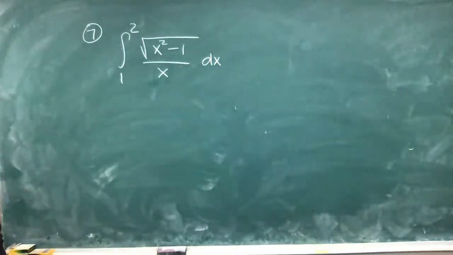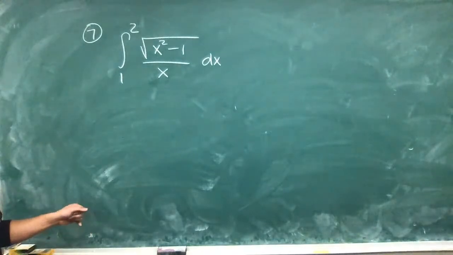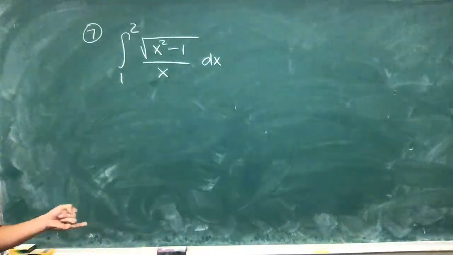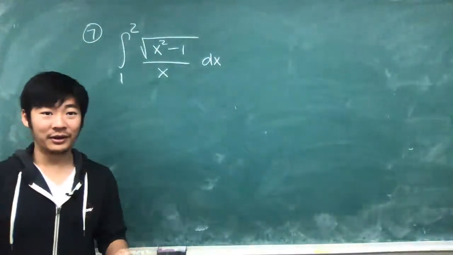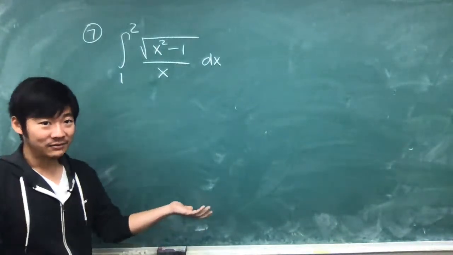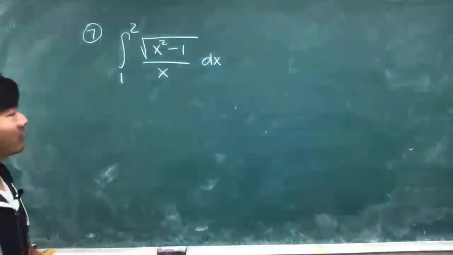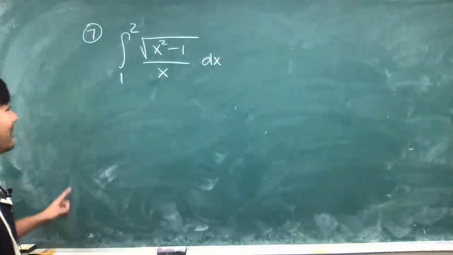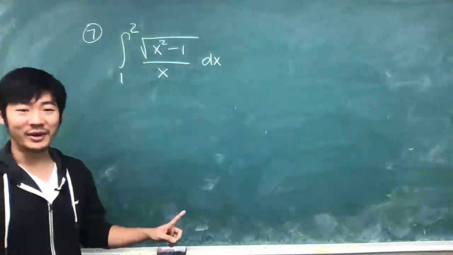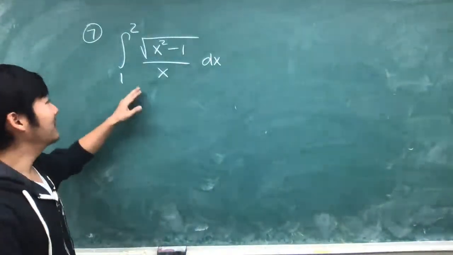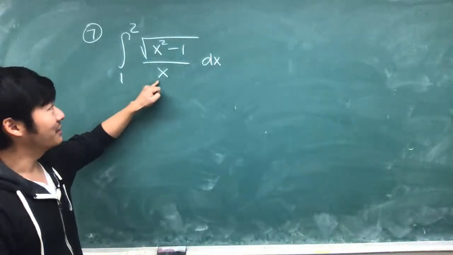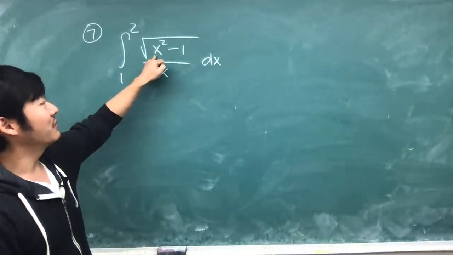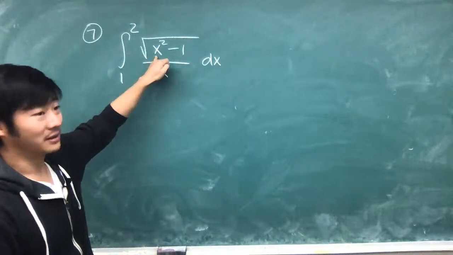So we want to integrate the square root of x squared minus 1, divided by x, from 1 to 2. Do we just kind of go for it and start integrating? Well, not really, right? Now we have to be careful about improper integrals. This one wouldn't be defined if x is 0. This one wouldn't be defined if x is less than 1.